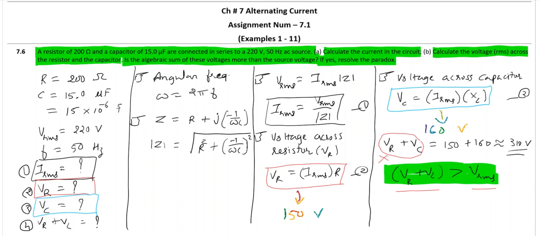Because if you look at the phasor of voltage across capacitor and voltage across resistor, the two phasors are mutually perpendicular. And when you have phase difference between the voltages, you cannot add. So what you have to do is, you have to apply Pythagoras theorem and find out resultant voltage with this formula. So this idea is not applicable here, and hence this discrepancy is obvious.